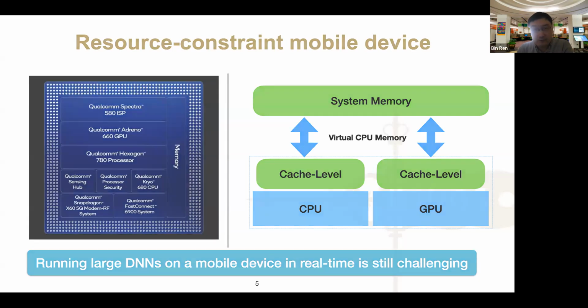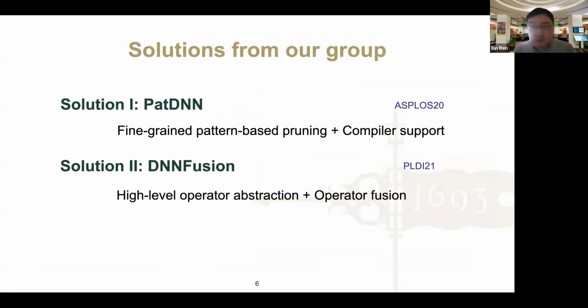So how to fill this gap? How to run deep neural networks on mobile devices in real time? This is an important issue these days, and there are many efforts targeting it. In this talk, I would like to introduce two solutions from our group. The first solution is called PET-DNN, and the second solution is called DNN fusion.